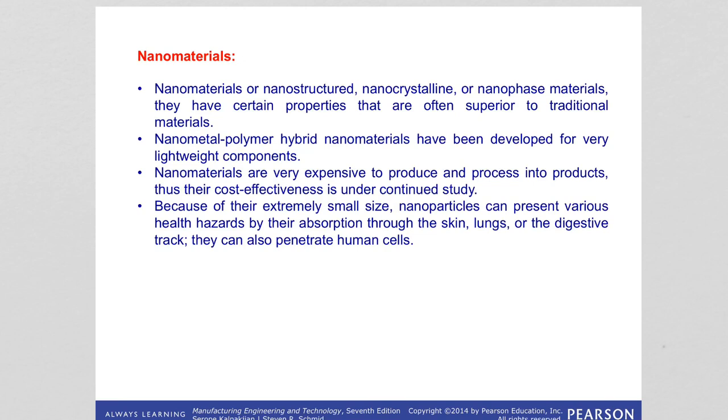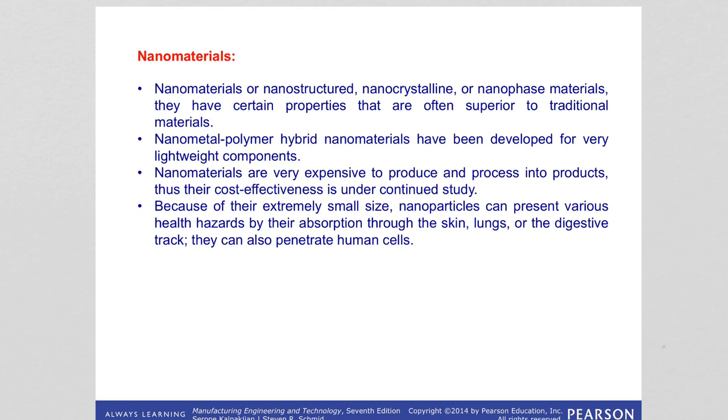So nanomaterials, as I said, range from 1 to 100 nanometers. They are also called nanostructured materials, nanocrystalline, nanophase materials. Compared to traditional materials, even with the same composition, when made in nano size, they have superior properties. They have high strength, hardness, ductility, toughness, resistance to wear and corrosion, and unique electrical, magnetic, thermal and optical properties.